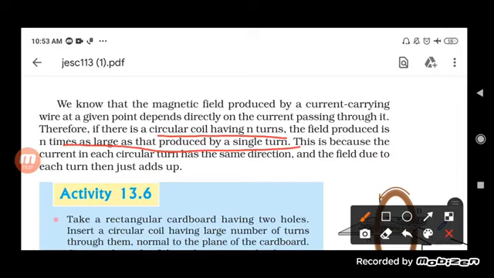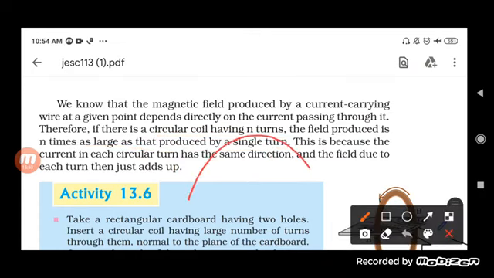So the number of coiling means the number of turns in the coil, so the current will also become larger, and when the current is larger, students, then the field is also very large. Now see here, what happens if a single coil is there?